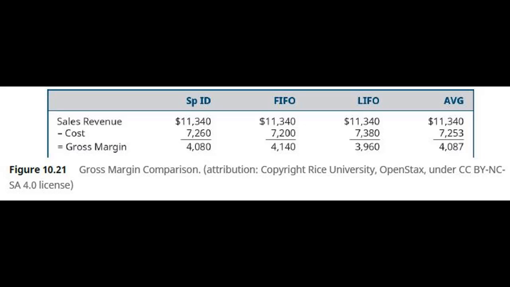If you look at figure 10.21, you see that even though the cup that you sold is bringing in the same revenue because you're selling it for the same price, the cost of the cup that you sold varies based on whether or not you are keeping track of the cost of each specific identified cup, whether you are making a FIFO assumption or a LIFO assumption, or whether you're just taking an average.